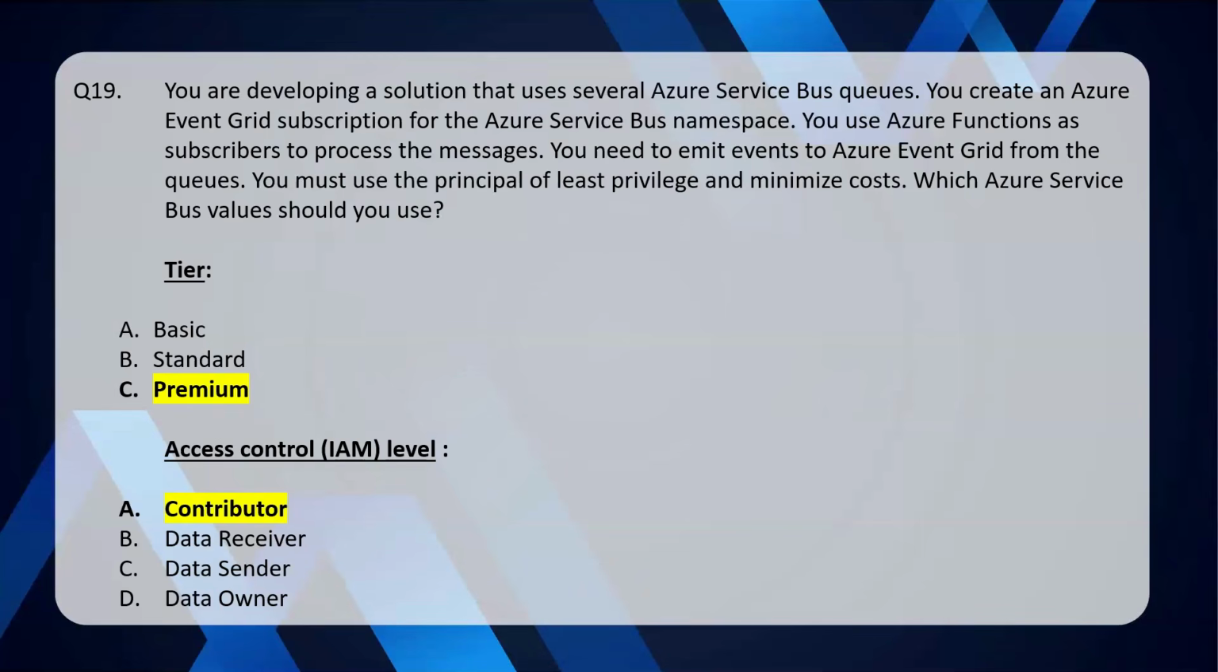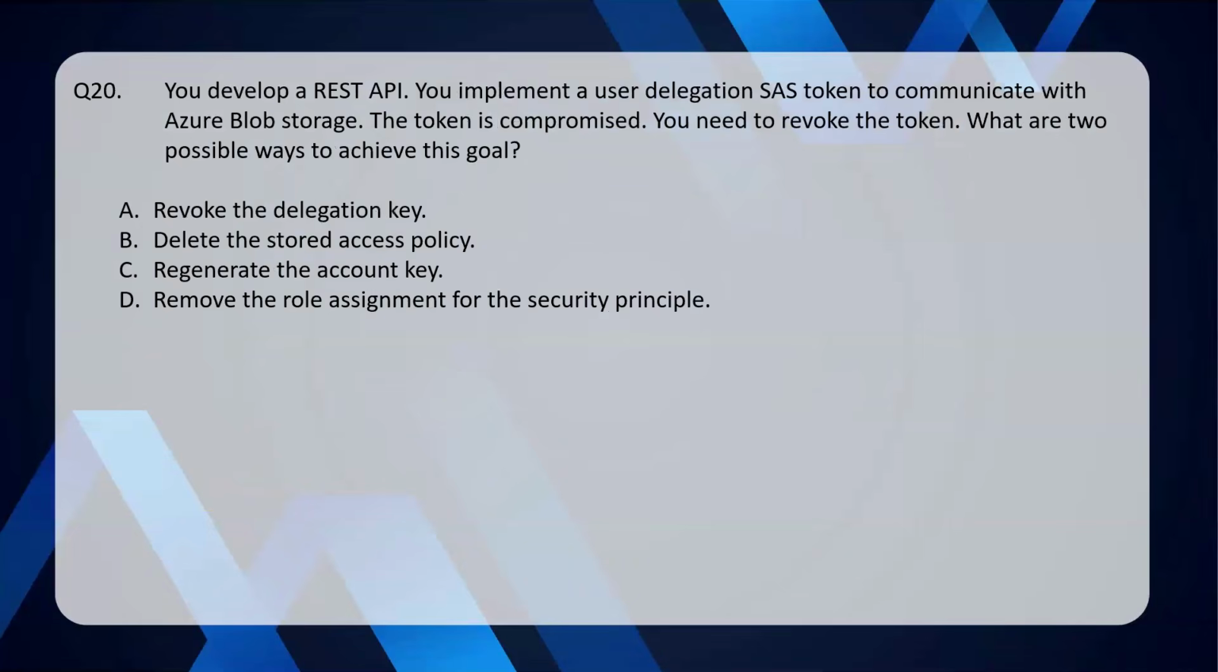Let's look at question number 20 of the series. You develop a REST API. You implement a user delegation SAS token to communicate with Azure Blob Storage. The token is compromised. You need to revoke the token. What are two possible ways to achieve this goal? Your options are revoke the delegation key, delete the stored access policy, regenerate the account key, remove the role assignment of the security principal.